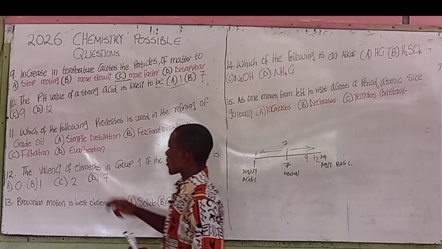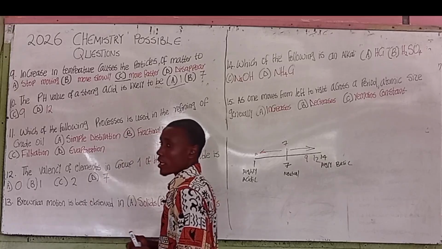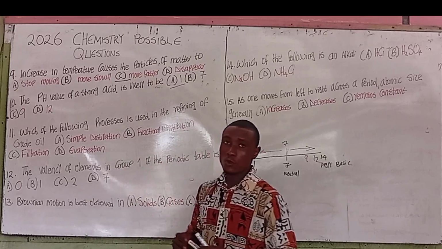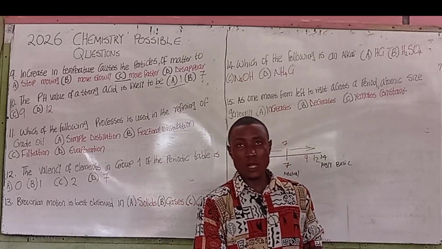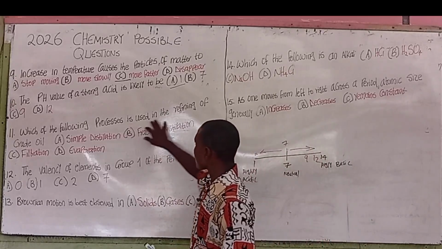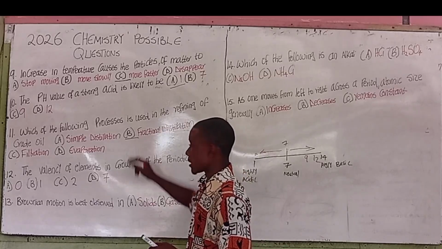Question number 11 says, which of the following processes is used in the refining of crude oil? In the separation of crude oil, in the refining of crude oil, to give us simpler constituents, we can have our petrol, gas, and kerosene, right? The correct answer there is fractional distillation.